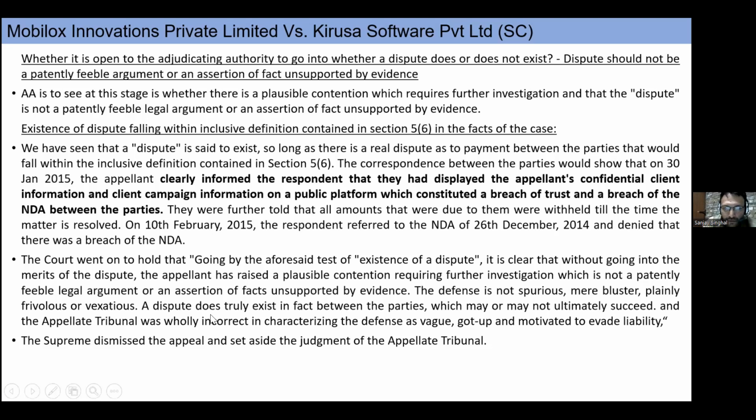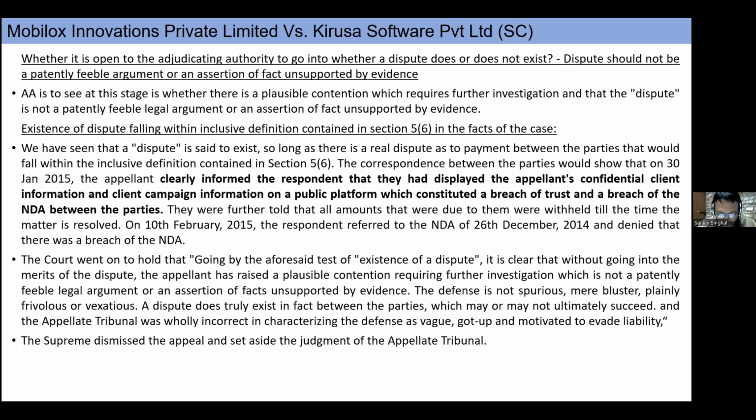So the Supreme Court dismissed the appeal and set aside the judgment of the appellate tribunal. So it upheld the judgment of NCLT and set aside the judgment of NCLAT. And the application of Kirusa Software was not admitted as there was a dispute. So what is the crux of the case?